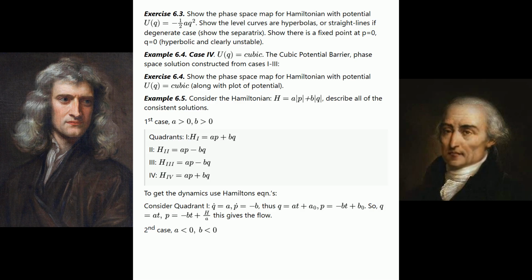First case, A is greater than 0, B is greater than 0. Quadrants: H_I equals Ap plus Bq, H_II equals Ap minus Bq, H_III equals Ap minus Bq, H_IV equals Ap plus Bq. To get the dynamics, use Hamilton's equations. Consider quadrant I. q̇ equals A, ṗ equals negative B, thus q equals At plus a₀, p equals negative Bt plus b₀. So, q equals At, p equals negative Bt plus H over A. This gives the flow.